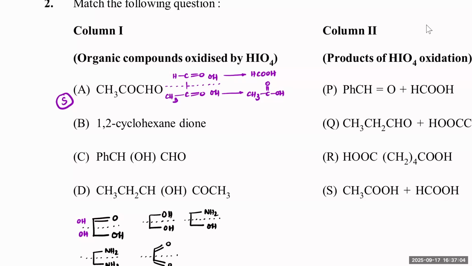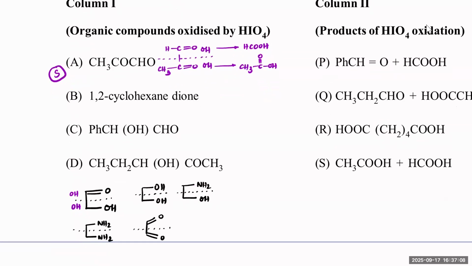Yes, sir. Next, we have cyclohexane 1,2-dione. Same logic here also. You have double bond O and double bond O, so again, you break it here. So you will get COOH, and then we have CH2 of four groups, and then again COOH. So six carbon acid. Six carbon acid is called adipic acid, and this is R. Adipic acid has been given.